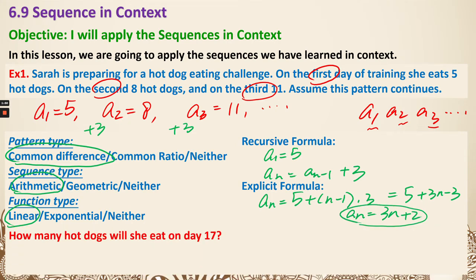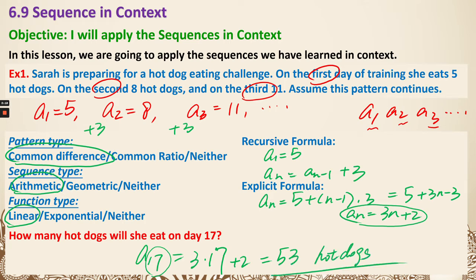And last question, how many hot dogs will she eat on day 17? First, you got to understand, we are talking about sequence. So you got to use sequence notation. You are going to need to express day 17 in sequence notation, which is actually looking for a sub 17. So I can just plug in n, because that is our index. 3 times 17 plus 2, which is 53. And don't forget a unit, which is hot dogs.